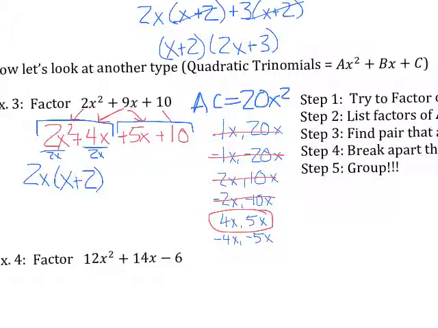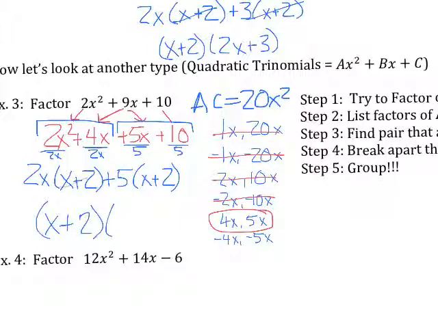And then if I take a GCF out of the last two, I can bring out a 5. So divide a 5 out of both of those, and I'm left with x plus 2. So I'm just grouping right now, the stuff that we've done before. Now that I see my parentheses are the same, I can bring those out front. And then I'm left with 2x plus 5.